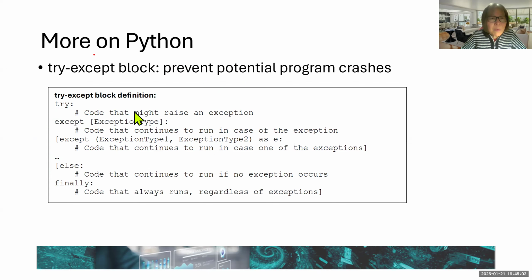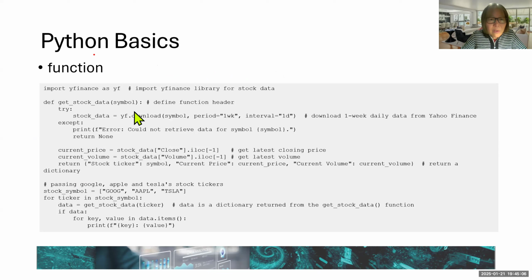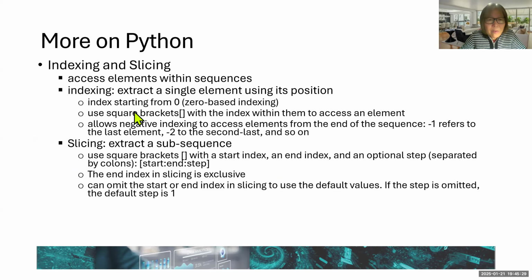Okay, and let's go back to take another look at this try except block. So we just learned that you have the try keyword, you have the except keyword, and then you have a block of code under each of them. Okay, this part we learned.